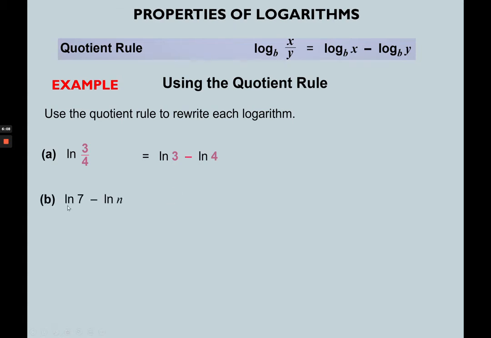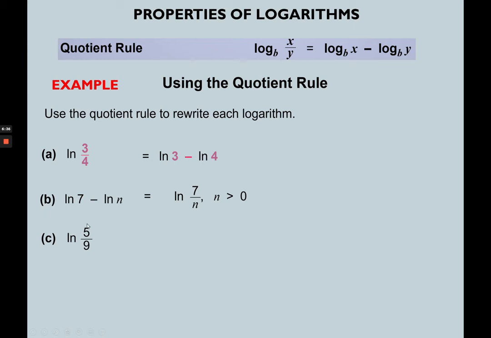If you have here ln of 7 minus ln of n, in letter A we did an expansion. To write this as one expression is called condensing. To condense, we have ln of the expression 7 over n. Ln of 7 over n. n should be greater than 0.